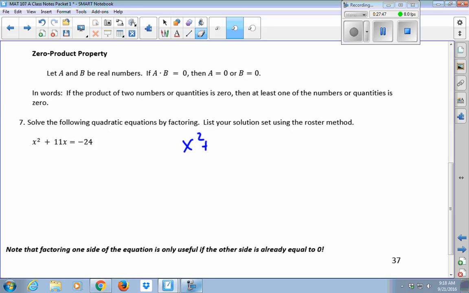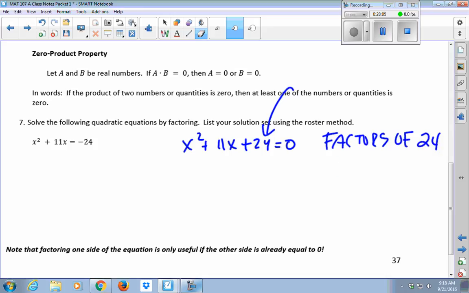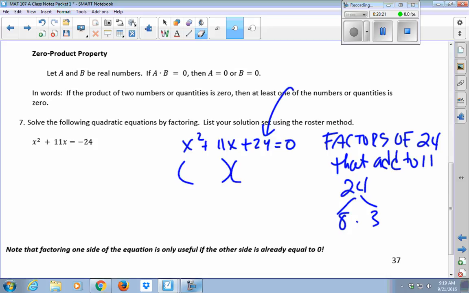Now notice that this quadratic equation, when I set it equal to 0, has a value for a, that's the coefficient of x squared, which is 1, a value for b, and a value for c. Okay? So in this case, we're looking for factors of 24. I don't use the box method. Factors of 24 that add to 11. So you look at your factors of 24, and the two factors of 24 that add up to 11 are 8 and 3.